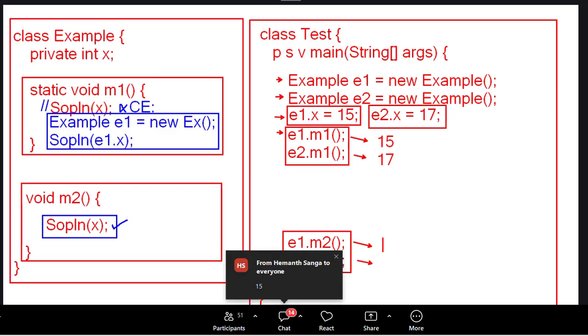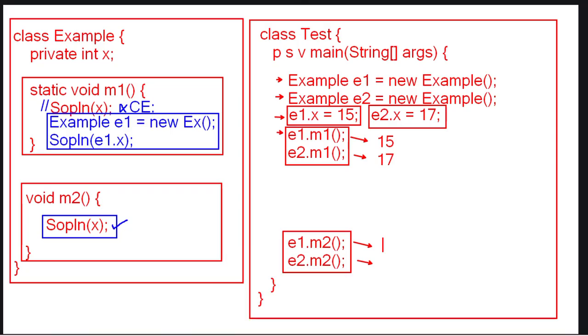e1.m2, how 17? e1.m2 output. In the m2 method, read the x value from which object? e1 or e2? What is the e1 object value? Then why are you confused? What is your problem? What is the answer? 15. Next, go to the m2 method. Inside the m2 method, read the x value from where? The current object. Who is the current object? e2. What is the output? 17.